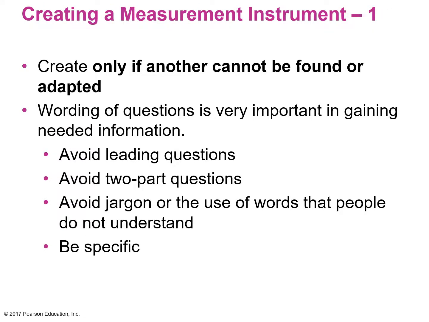But what if you can't find anything? And you're like, well, I have a very specific question and I can't find it in the literature. I can't find it in any of our known national and local surveys. I probably have to create this question. So again, create only if another cannot be found or adapted. You don't want to create something that's been well studied if there are available questions, but sometimes some questions are just not available or thought of.